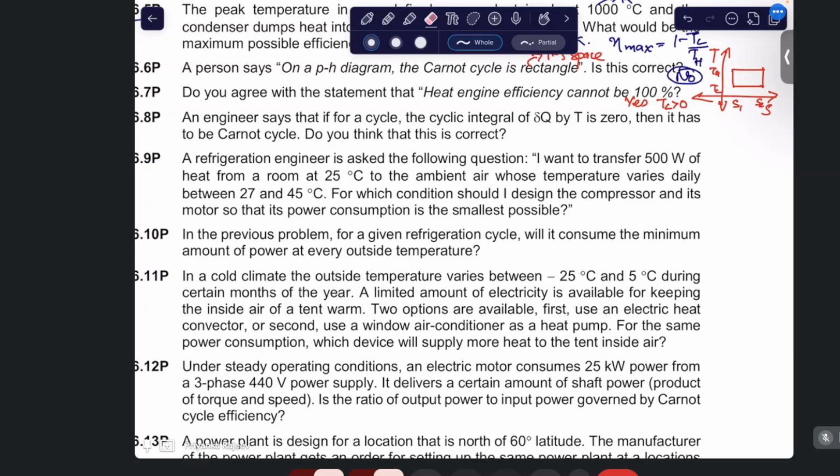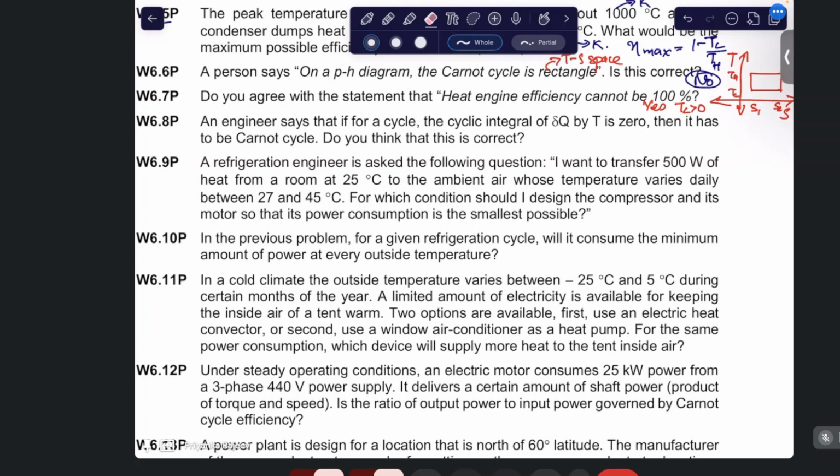Next question. An engineer says that if for a cycle the cyclic integral of delta Q by T is 0, then it has to be a Carnot cycle. Do you think that it is correct? My answer would be not necessarily. Why? Because this integral of delta Q by T equal to 0, this is what they were saying.